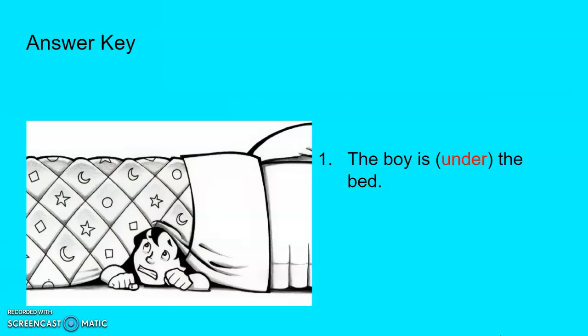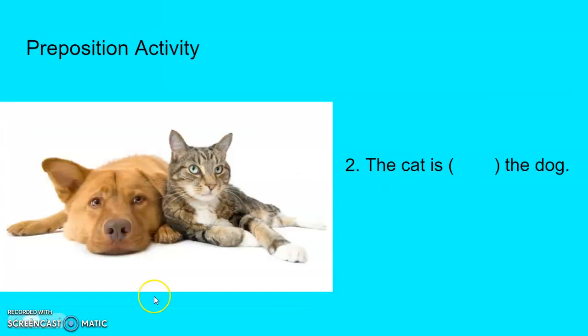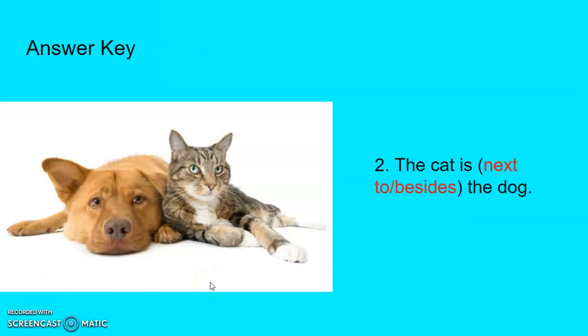This is an example of when we use a preposition to help us tell the location of the noun of the sentence. In this case, boy is the noun, and under helps us tell the location in which the boy is compared to the bed. The next example we have is the cat is blank the dog. And again, if I'm moving too fast and you need some time to figure out what preposition it is, just pause the video. Then when you're ready, you can move on and I'll show you the answer on the next slide. So the answer to this one is the cat is next to or besides the dog.